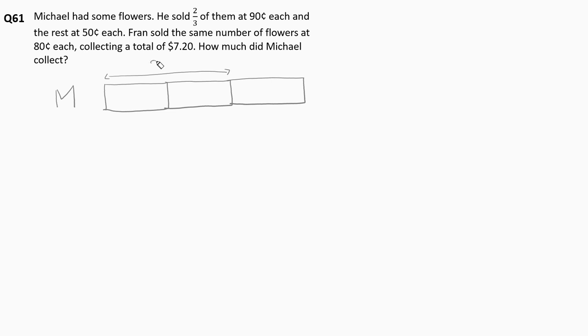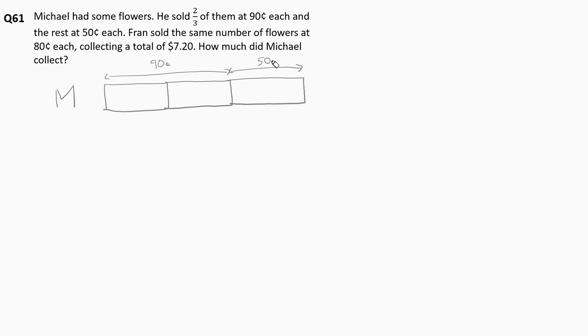Okay, he sold at 90 cents. And you could think of this as 90p. All right, 90p. And we could think of these as pounds if that's what you prefer. That just works the same as dollars and cents. So he sold two-thirds of them at 90 cents each and the rest at 50 cents each.